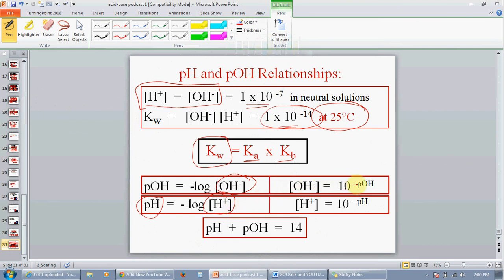The antilog of the negative pOH and negative pH will give you back your concentrations, and pH plus pOH will always be 14. So make sure you memorize these relationships. They're going to be used throughout the next several chapters.